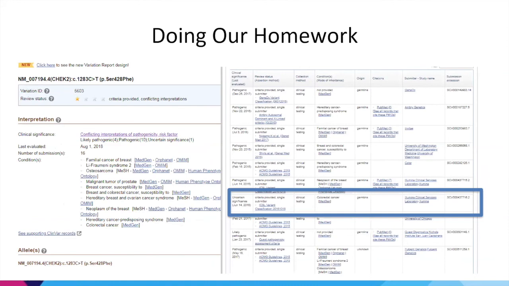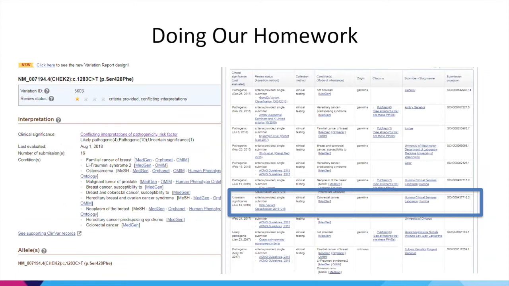Whereas sometimes, though, not all labs agree. And I specifically chose this variant because I knew that there's conflicting evidence, where most labs are calling this pathogenic or likely pathogenic, but some labs call it uncertain significance. The reason why I chose this particular variant and the reason why there's controversy over it is that this particular change in the CHEK2 gene is an Ashkenazi Jewish founder mutation. So it's extremely common in the Ashkenazi Jewish population.